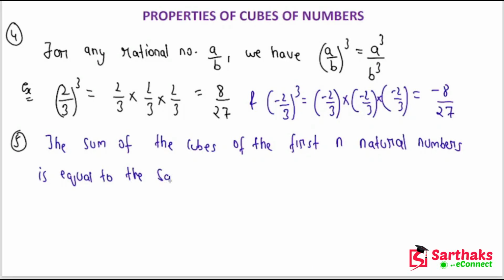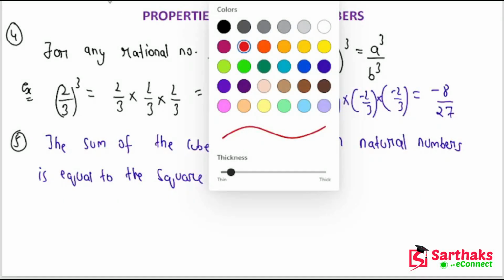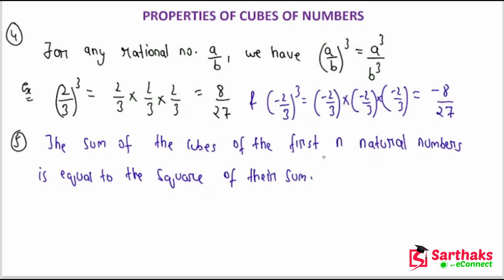is equal to the square of their sum. You can call it a pattern also. What it is actually saying, let me show you. It says the sum of the cubes of the first n natural numbers is equal to the square of their sum. Basically, sum of cubes, that is 1 cube plus 2 cube plus 3 cube plus dot dot dot plus n cube, is equal to the square of their sum.